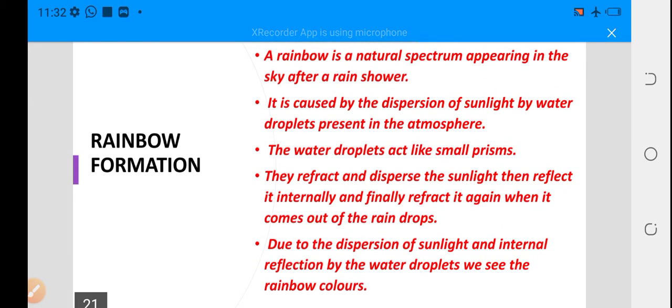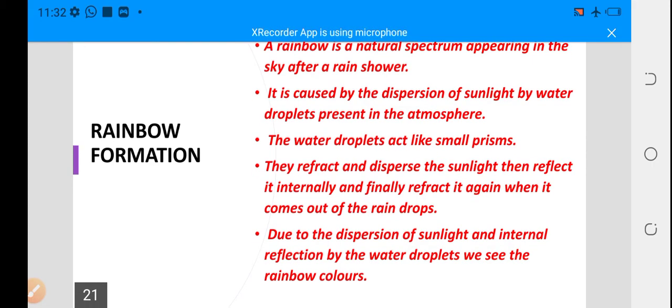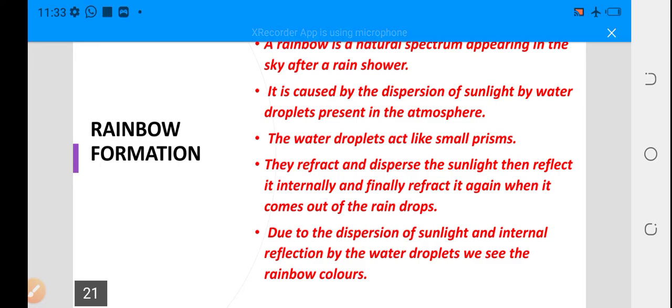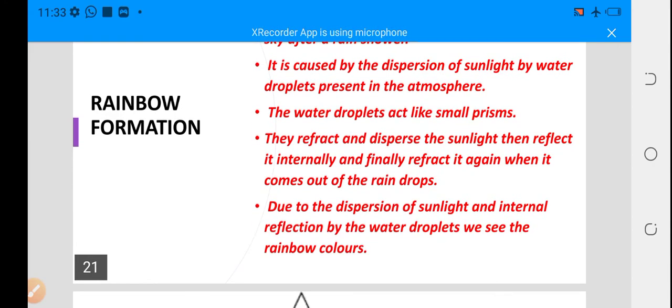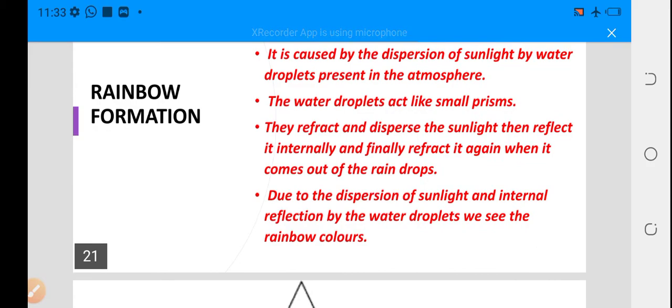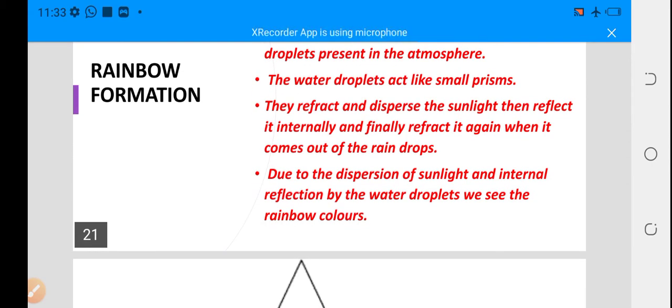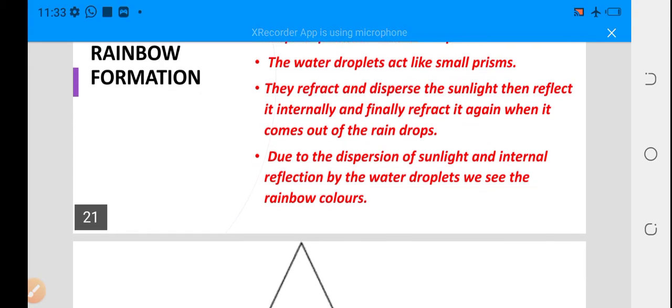Once again, a rainbow is a natural spectrum appearing in the sky after the rain. What is a spectrum? A spectrum is a group of colors or frequencies. It is caused by the dispersion of sunlight by water droplets present in the atmosphere. The water droplets act like a small prism, as we saw previously. They reflect and disperse the sunlight, reflect it internally, and finally refract it again. After multiple reflections, you will find different colors, and that is rainbow formation.